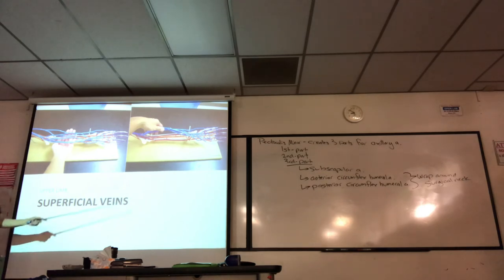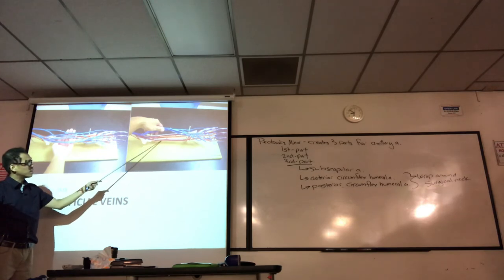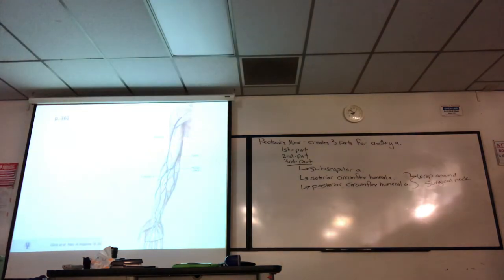They're on the bones, right here, like on the radius and the ulna. So they're there, and those deep arteries have veins with them too. So let's talk about the superficial veins, for example, shown here. They're just skin deep, they're on top of the fascia.